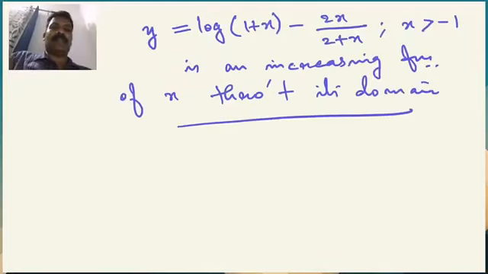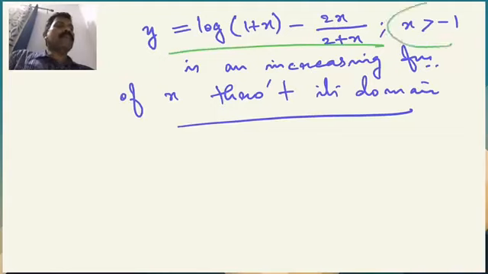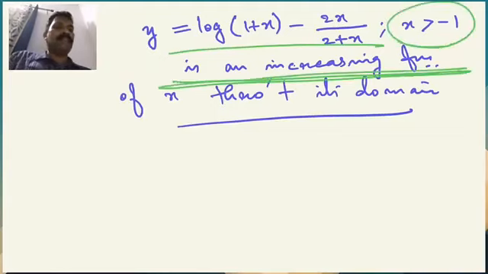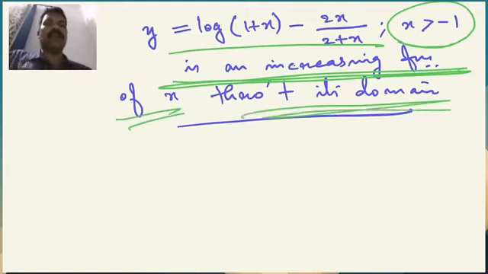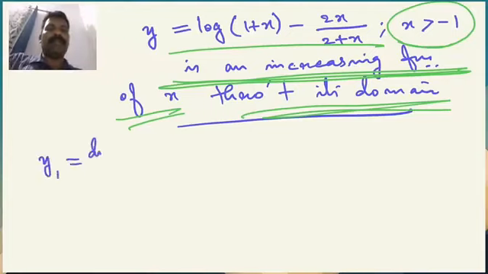Let us consider another problem. y is equal to log(1 plus x) minus 2x divided by (2 plus x), where x is greater than negative 1, is an increasing function of x throughout its domain. So how to proceed with that? I told you we have to find y1, means the derivative, that is dy by dx.